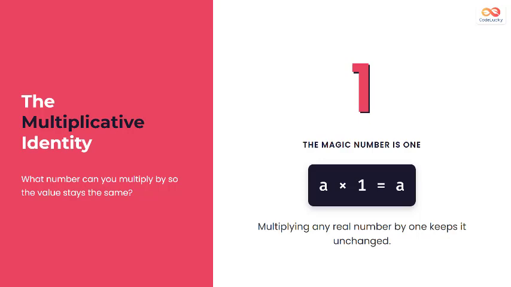Now let's look at multiplication. What number can you multiply by so that the value stays the same? It isn't 0 this time. It is 1. This is the multiplicative identity property. The rule states that any number, a multiplied by 1 equals a.